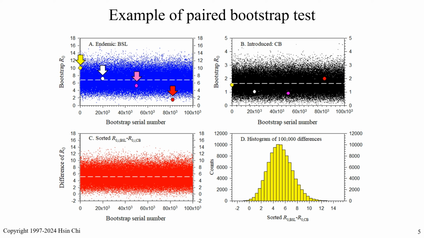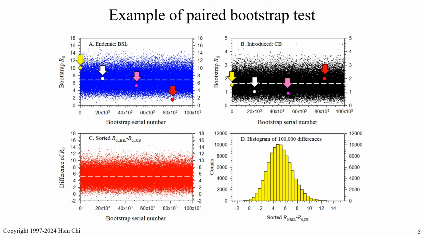In plot B of this slide, you can see the 100,000 bootstrap estimates of the net reproductive rate of treatment B. Similarly, they randomly distribute around the bootstrap mean. The first estimate, the yellow point, is less than the mean. The bootstrap estimates of the white and pink points are both less than the mean. But the red point is greater than the mean.